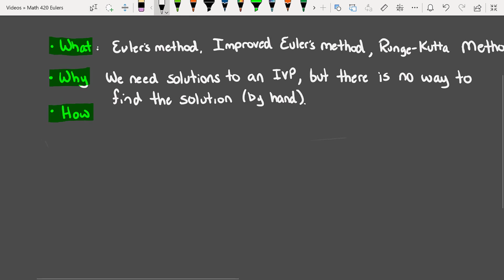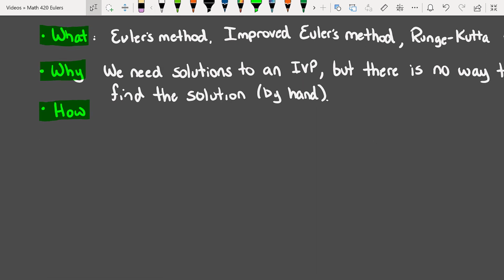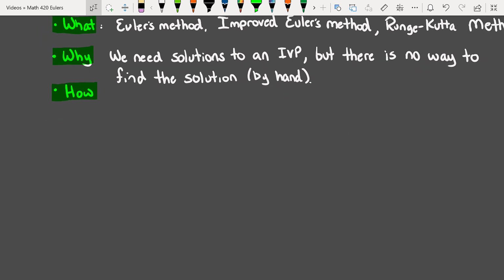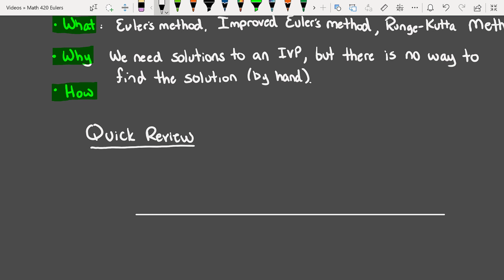Well, to investigate that question, we're going to have to recall some stuff from our Calc 1 course. So we'll now engage in a quick review of some Calc 1 topics that are going to be necessary for our success in finding or approximating solutions to differential equations using numerical techniques.